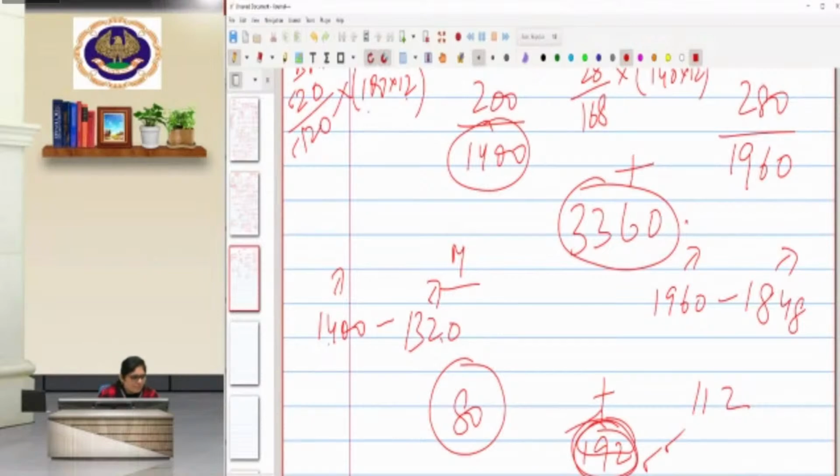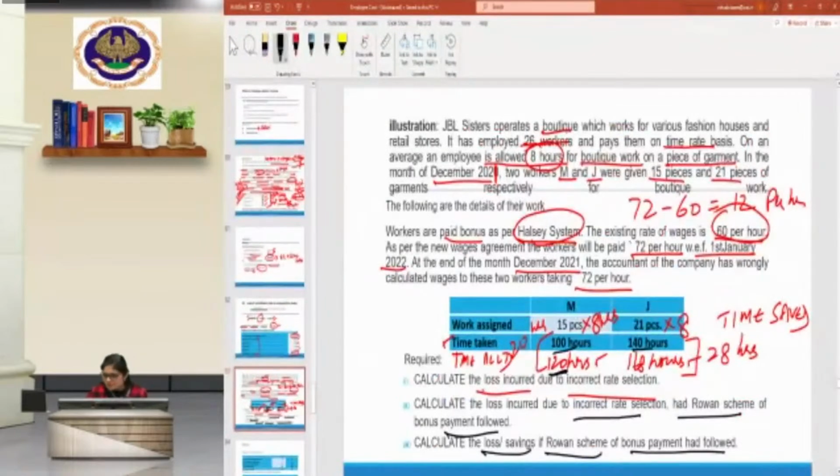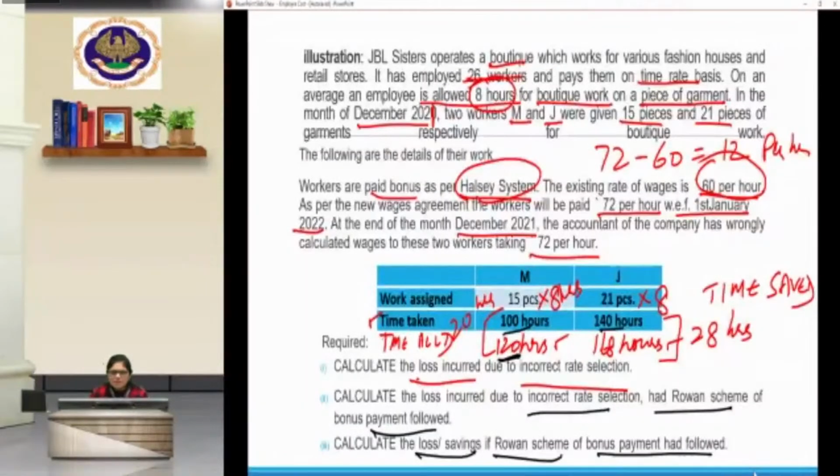Yes, extra loss is 112 in case of J and 80 in case of M. Very good, Partha. So the total loss is 192. I hope students have understood this. Let me properly show you the answer also. So this is how we have done. It's a very good question. Must practice it. All right.